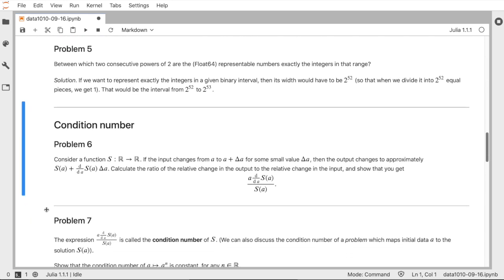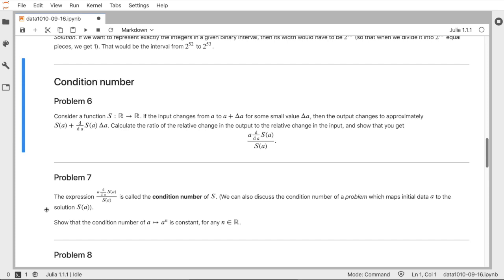So we've talked about how numbers are represented and rounded. Now let's transition to talking about how those round-off errors propagate through a calculation. So in the simplest case, we can look at a function from r to r, and we can think about what happens if the input changes from a to some nearby number a plus delta a. The output changes from s of a, whatever it was before, to approximately s of a plus the derivative of s times the change in input. So that's how derivatives are defined, as the quotient of the change in the function to the change in input. And unpacking that, you can say the change in the function is a derivative times the change in input.